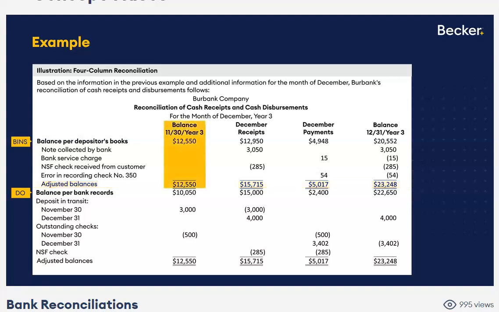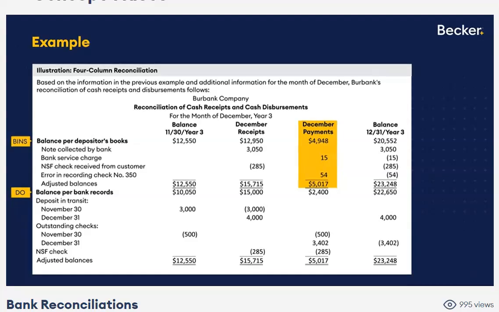Now, the first column is last month's balance, okay? And notice the balance per the books, we adjusted that, 12,550. Well, that reconciles with the balance per the bank, 12,550. All right, now the next column is the receipts. What we recorded as receipts on the books versus what was recorded as a receipt on the bank. Now that adjusted balance, 15,750, has to be the same. The third column is the payments, what we deducted from the books versus what we deducted on the bank. And that balance has to be the same. That's the 5,017.